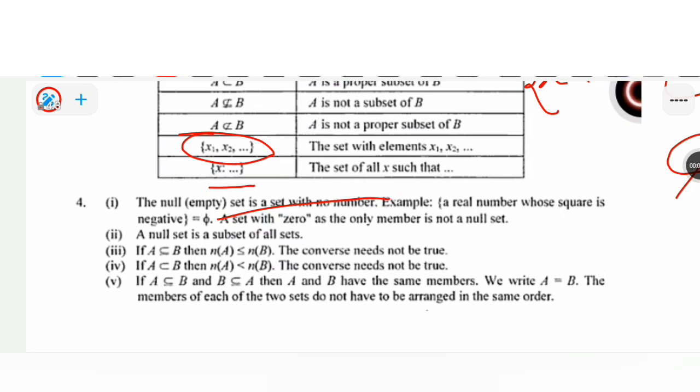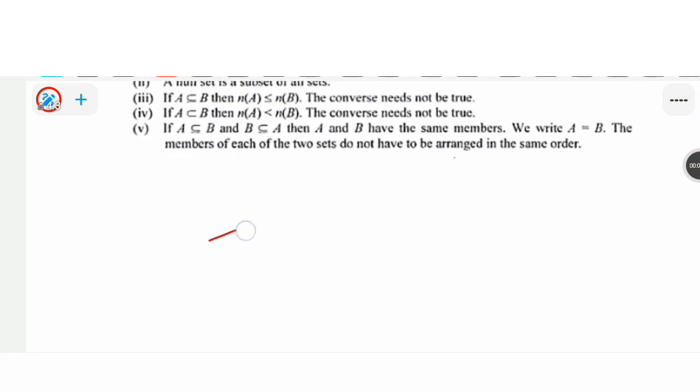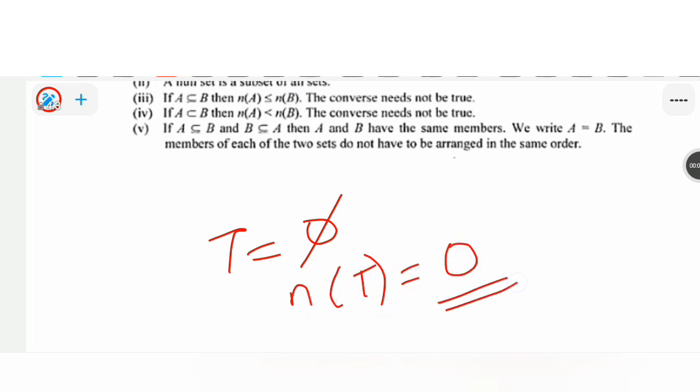At times they might give you an empty set and ask you to find the number of elements in this set. The answer is always 0, because there are no elements. The number of elements in an empty set is 0. Take note of that.